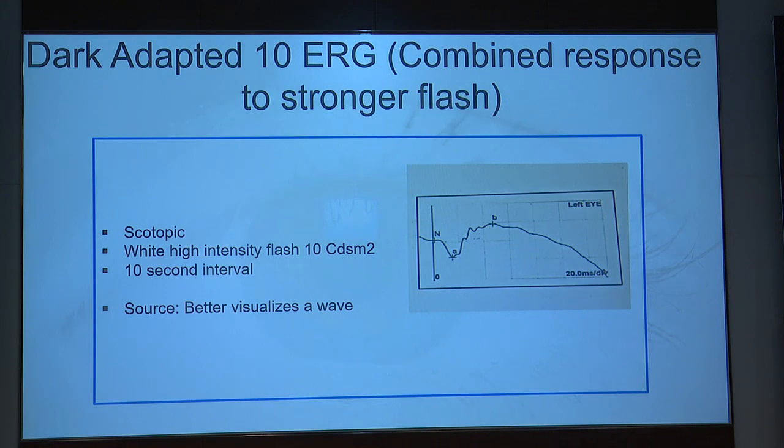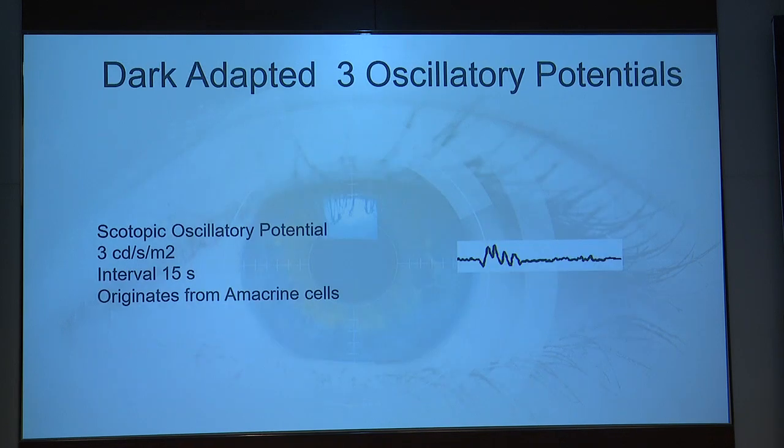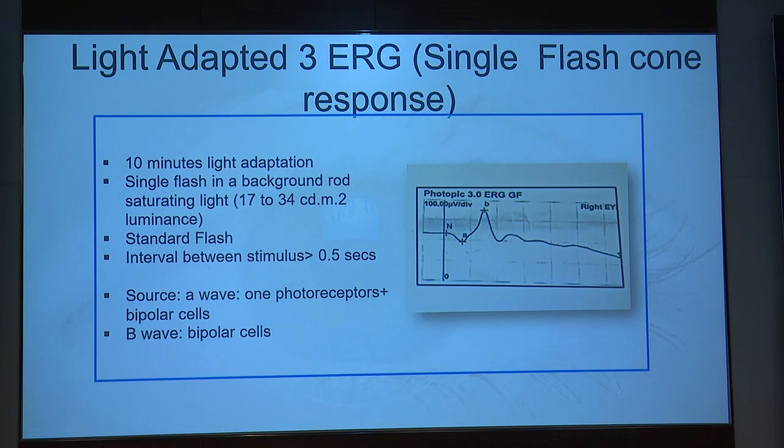And if it is the 10 ERG with a stronger flashlight, this is also scotopic, and the light intensity is on the higher side, that is 10 candela, and the interval between the two flashes is 10 seconds. So it visualizes the A wave better. If the light intensity is only 3 candela, but the intervals are every 15 seconds, then the waves that are generated are from the amacrine cells, which is at the ascending limb of the B wave. The B wave is from bipolar cells.